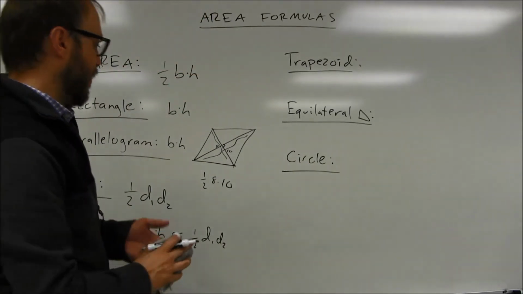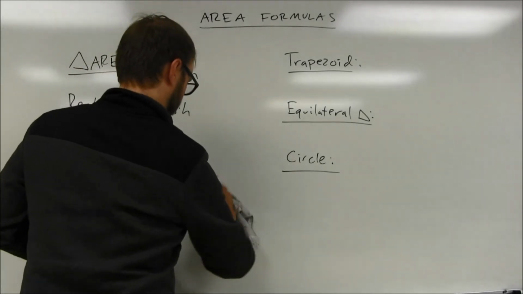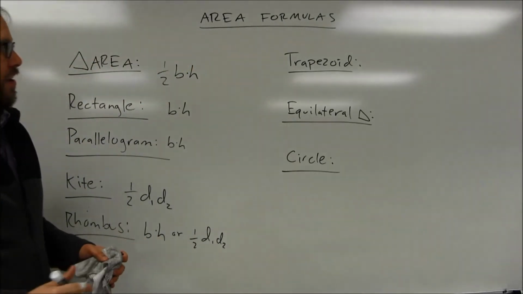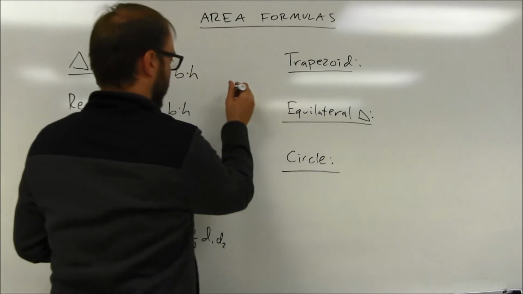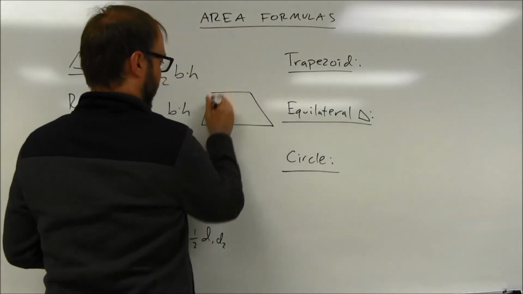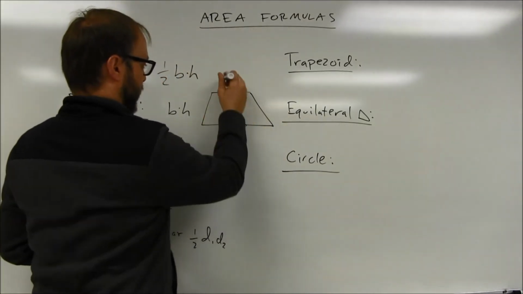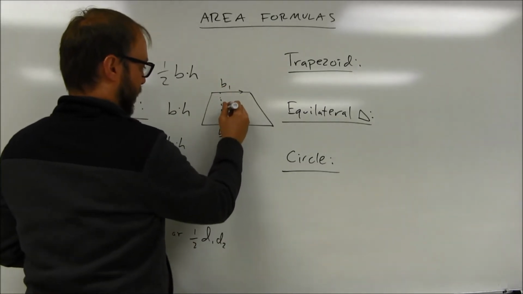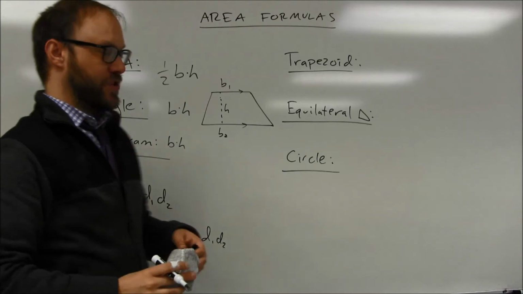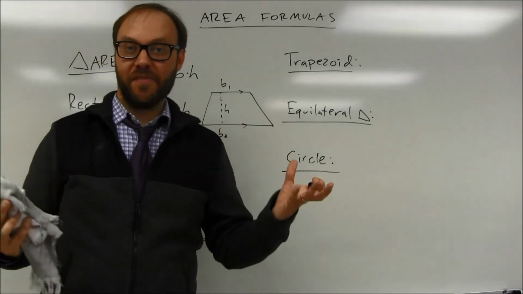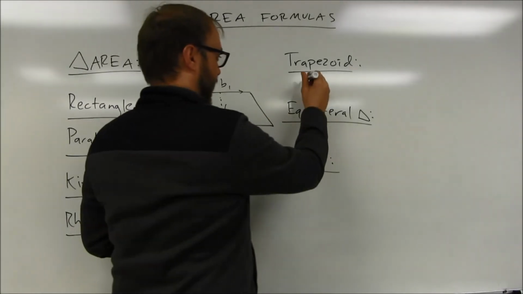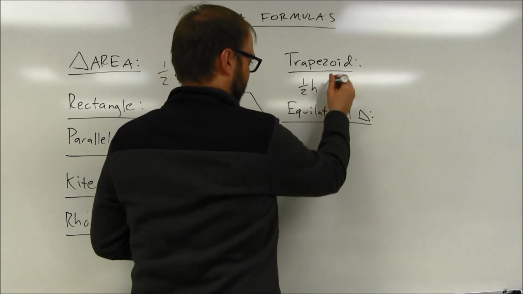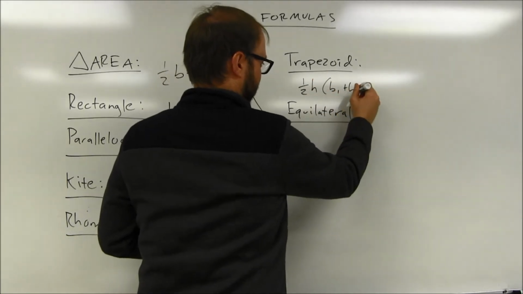Okay, a trapezoid, pretty famous formula for a trapezoid. Remember that a trapezoid has upper and lower parallel bases. So you might call this base 1, you might call this base 2, and maybe your height is going to be right here. The area of a trapezoid is found, and it doesn't have to be isosceles, by taking 1/2 the height times the sum of the two bases.